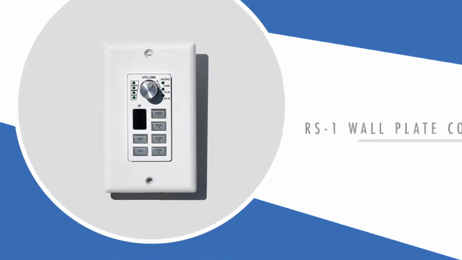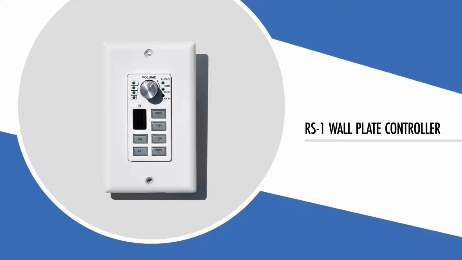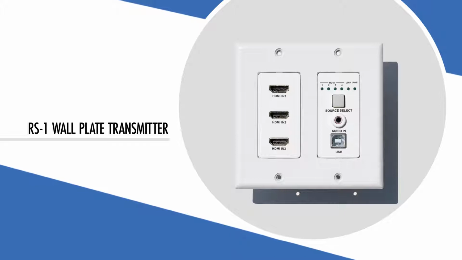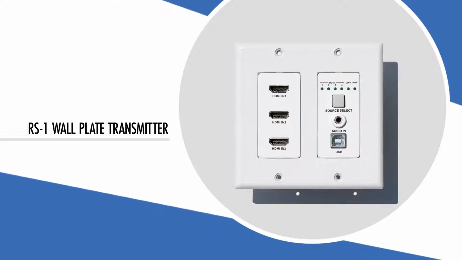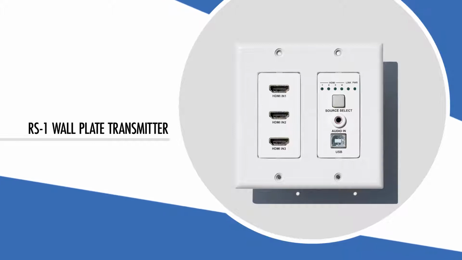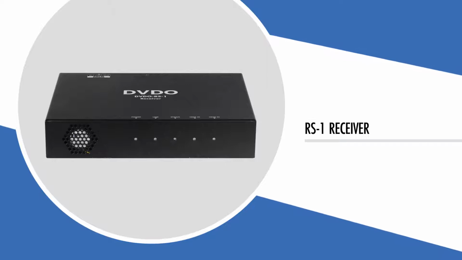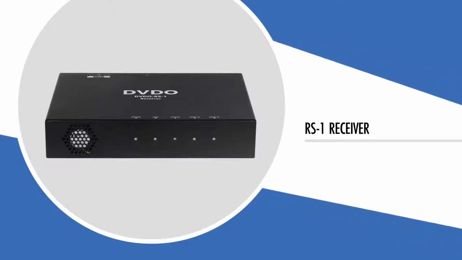RS1 includes an intuitive wall plate controller, which lets you switch sources and control volume from a convenient location. It connects to the wall plate transmitter, which accepts 3 HDMI devices and a USB host to share power, control, audio, and video up to 4K at 60 Hz with the receiver. There's a 4th HDMI input on the receiver, which outputs these sources to interactive flat panels, projectors, speakers, and even 70-volt commercial audio.